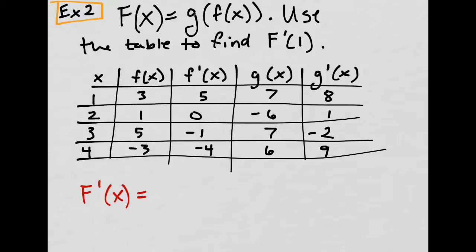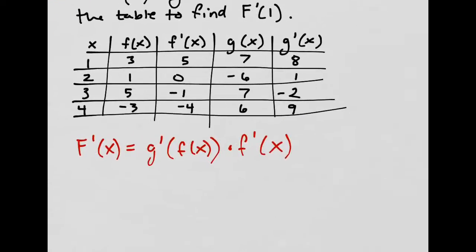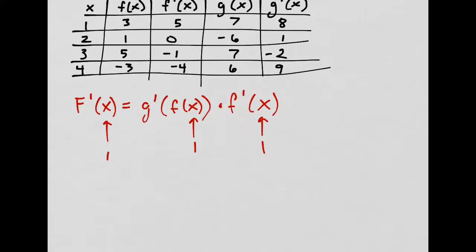So, what's the chain rule say? It says the derivative of the outside with the inside the same. So, g prime of, the inside is the same, f of x, times the derivative of the inside, times f prime. Okay, that's all fine and dandy. Now you've got to substitute 1, right? Just put a 1 in there. So, let's see here.